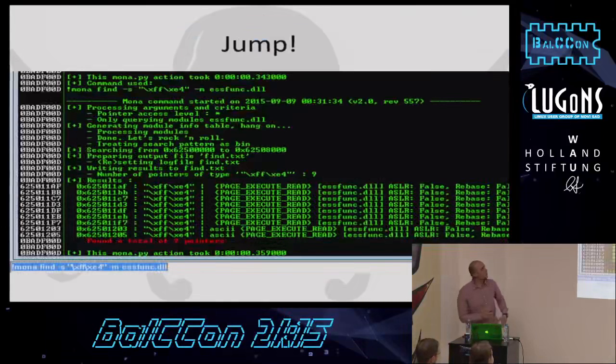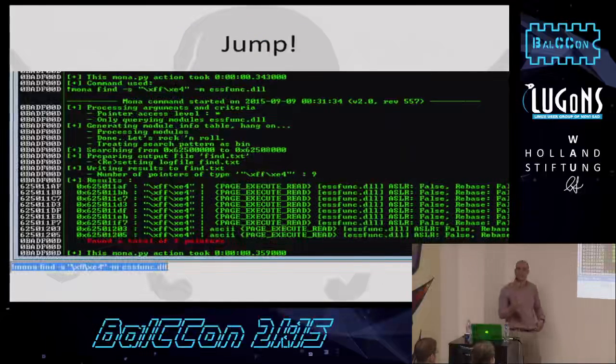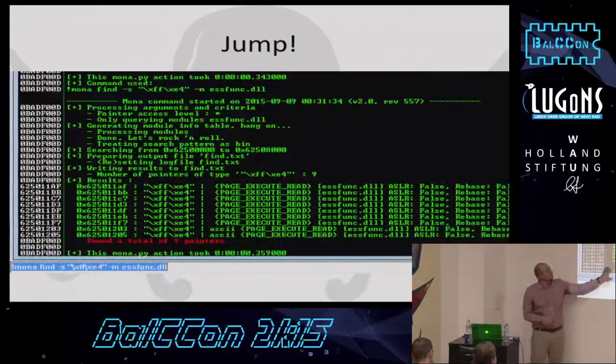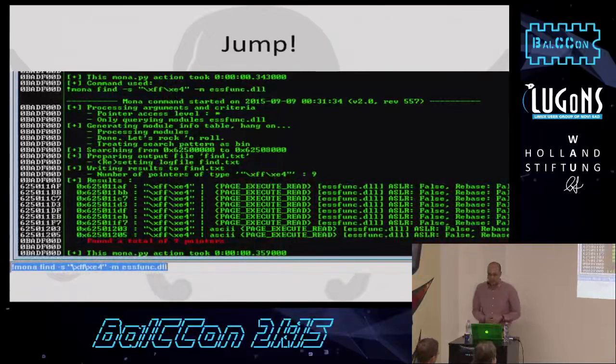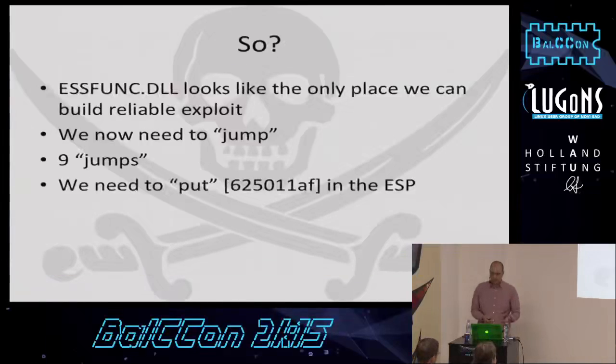Okay, so now I need to find a jump. Because I know where I have to put the next command to be executed, I will put a jump there, and I will make it jump to my own exploit so that I can exploit the application. Inside this DLL, I find like 9 or 10 jump functions. I will just use one.